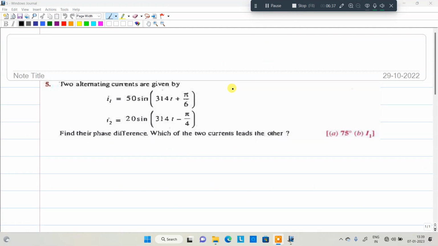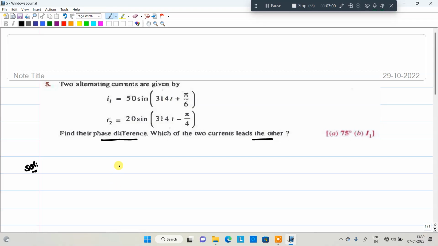And then we have the last problem, problem number 5. In problem number 5, we have two currents, current 1 and current 2. So for both the currents, we need to find the phase difference, as well as which current is the lead.